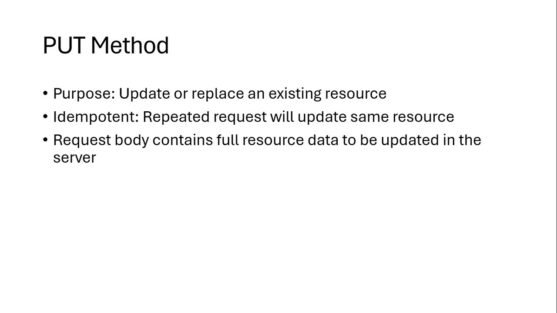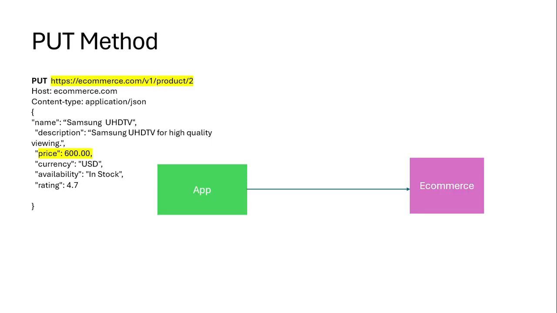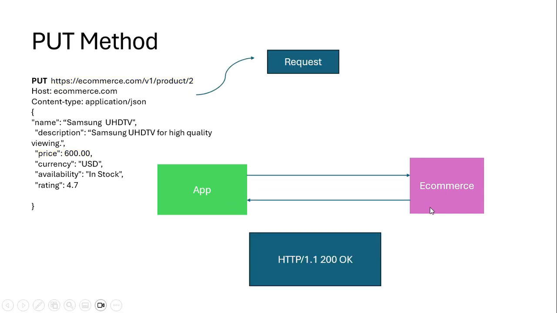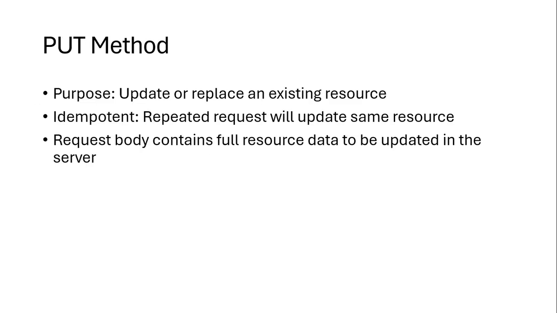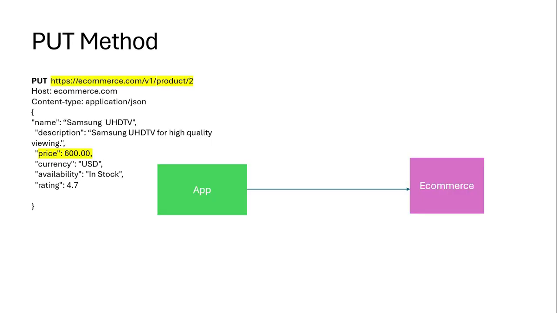Here also we need to specify in the request body the entire resource data that needs to be updated. For example, let's say we only want to change the price to 600. Even if we want to change only this field, we have to specify the entire resource, and the e-commerce application is going to process the request and send back a 200 response. So for updating or replacing an existing resource, we need to specify this. Let's move to the next one.